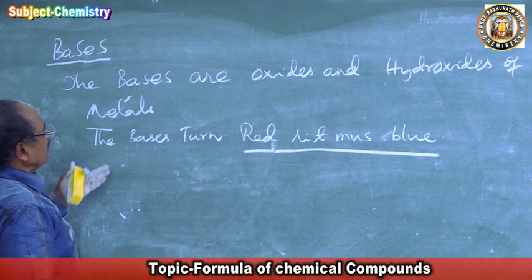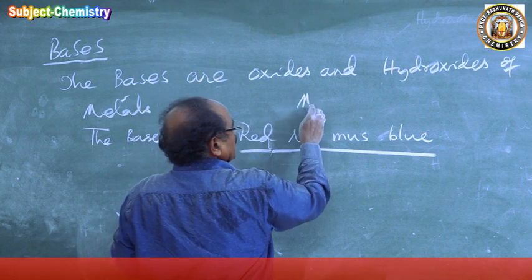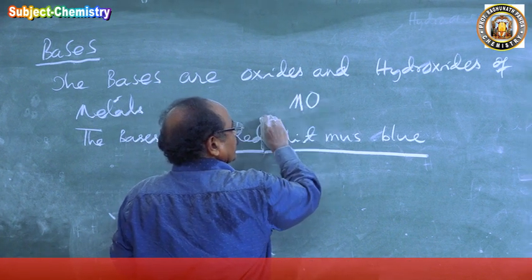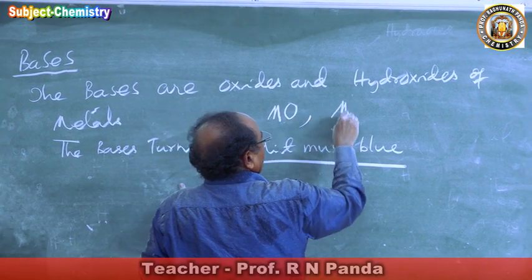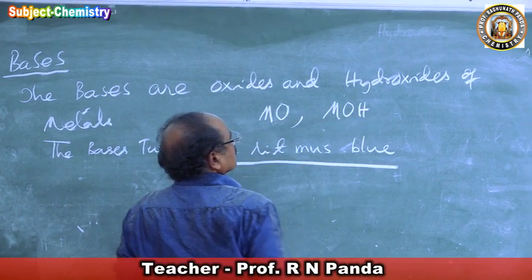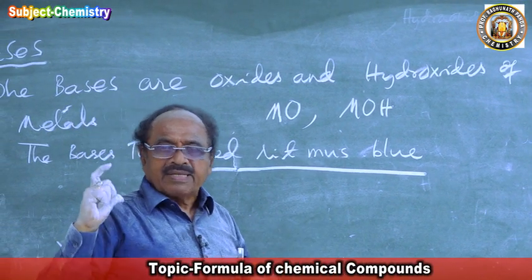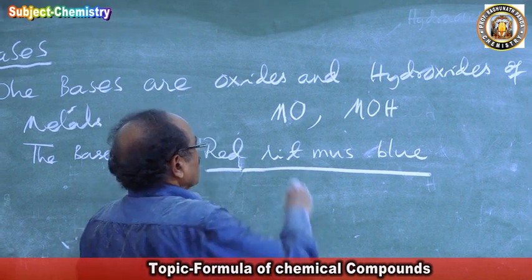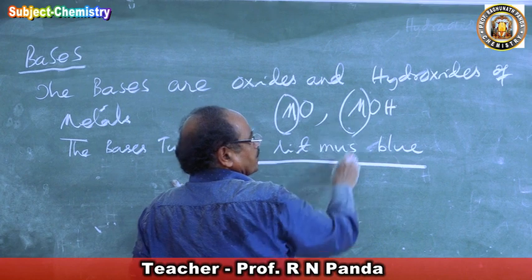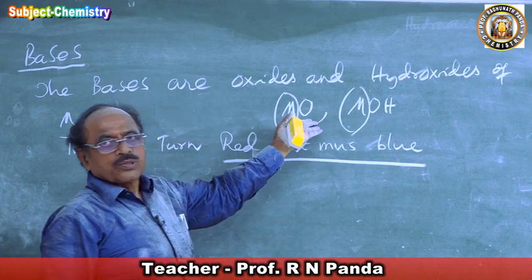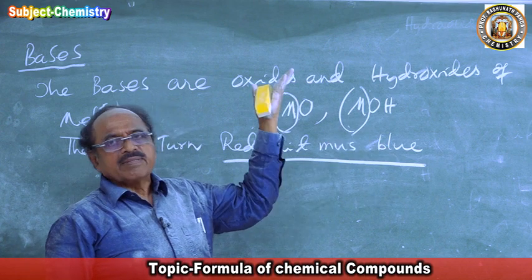If M is the metal, the formula of the oxide is MO, and the formula of the hydroxide is MOH. M is the basic radical, and combining with O minus 2 or OH minus, you will get the base.